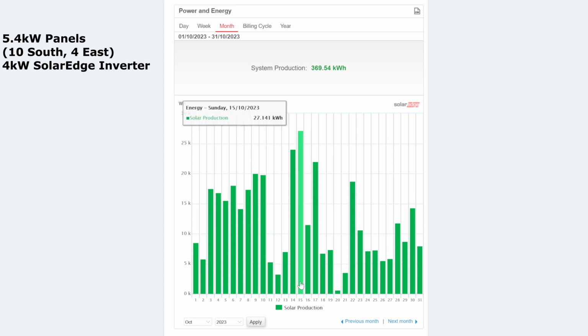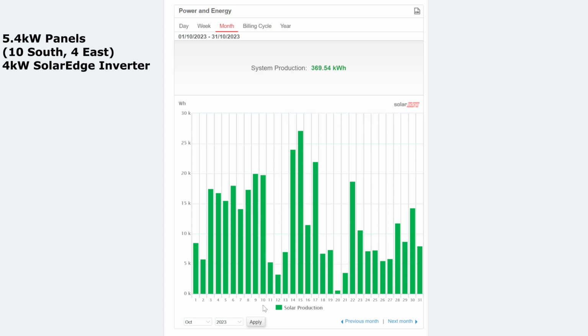The peak there on the 15th, we had 27 kilowatt hours that day. So that day was pretty good. Although obviously our worst on the 20th, 600 watt hours there, really. Not very good at all. And those kind of days surrounding it. And then it peaked a little bit higher a couple of days later. And then it was kind of fairly low again, really.